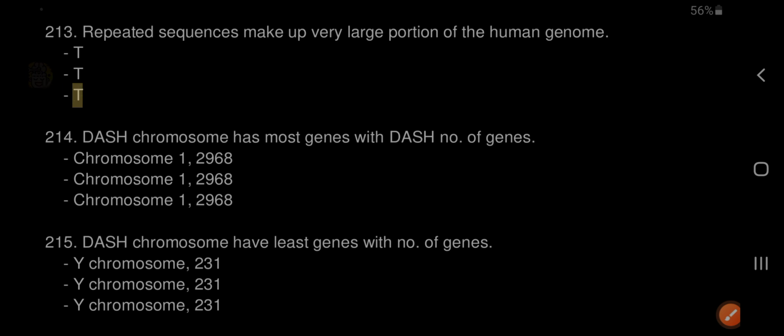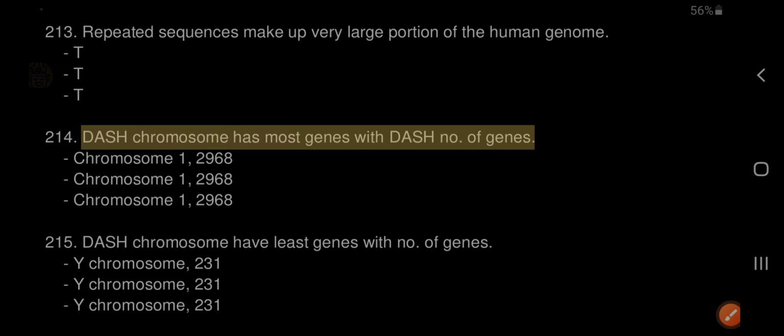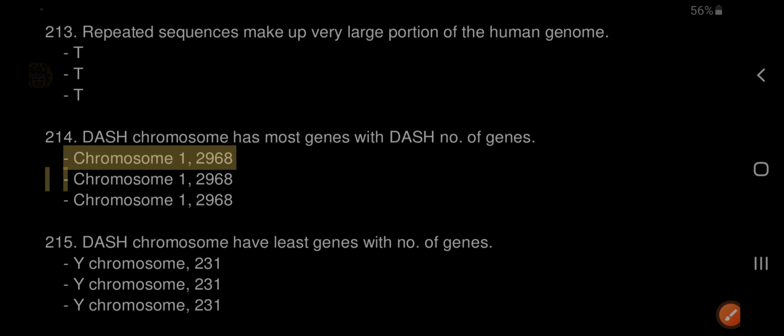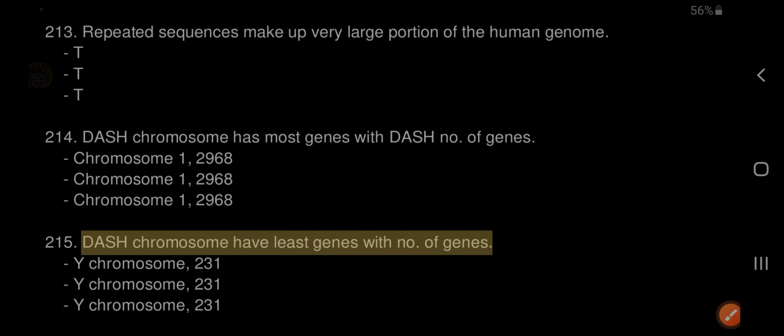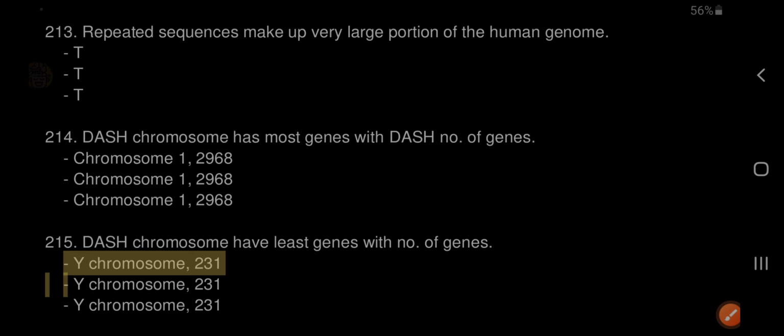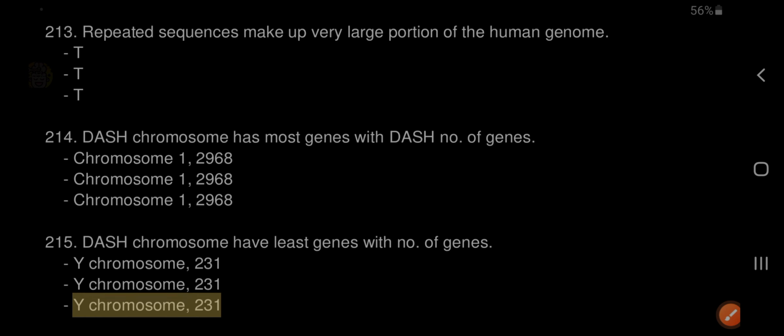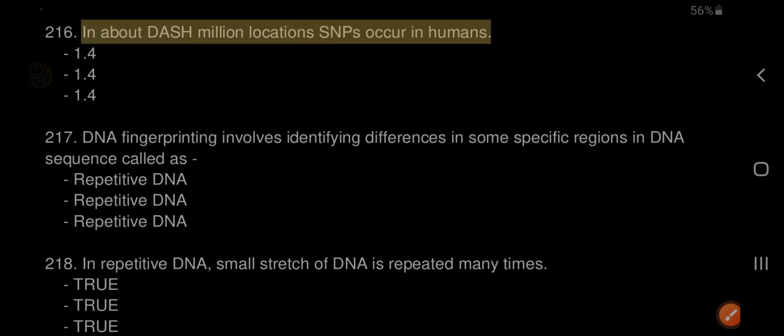214. Dash chromosome has most genes with dash number of genes. Chromosome 1, 2968. 215. Dash chromosome has least genes with number of genes. Y chromosome, 231. 216. In about dash million locations SNPs occur in humans.